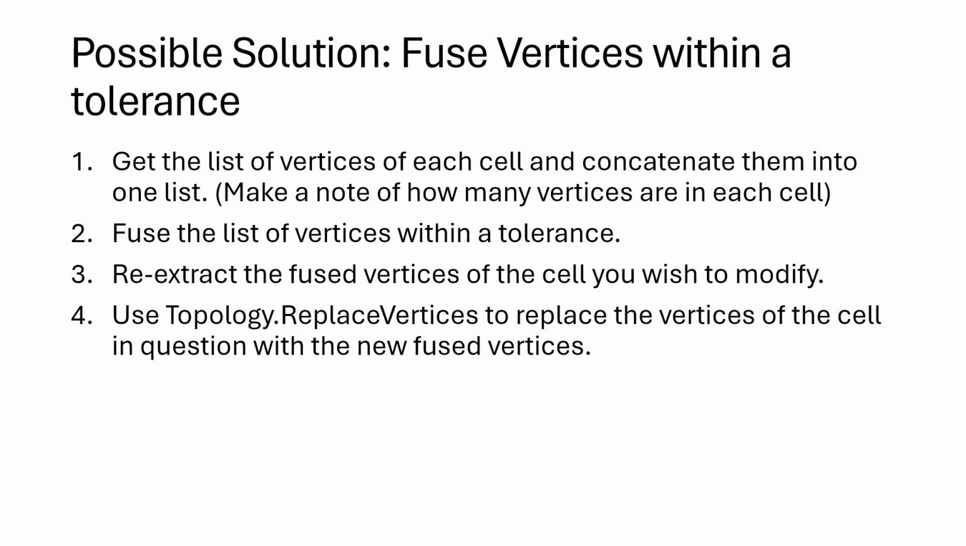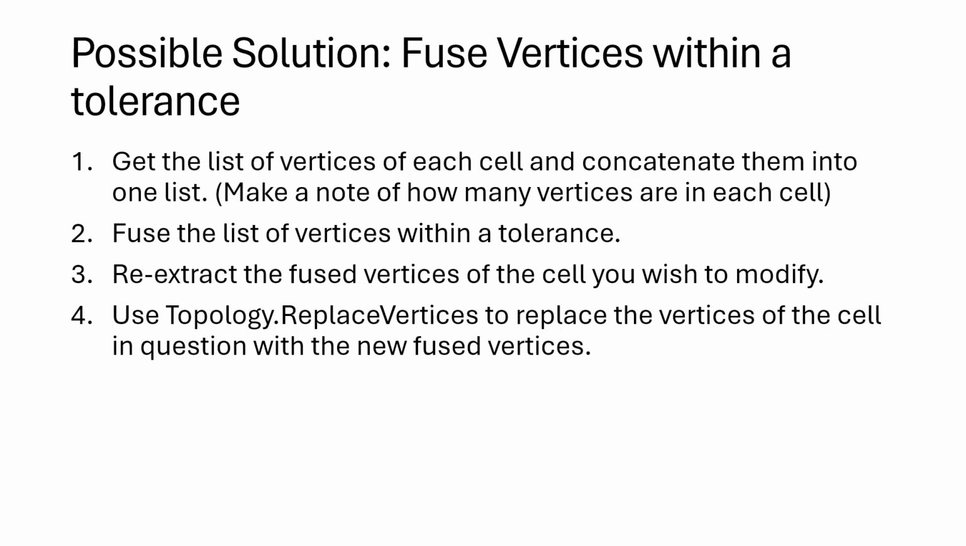After they have been fused, a list is returned to you, and the list that's returned is exactly the same length as the input list, but now the coordinates of the vertices in that list have been fused, so they have exactly the same numbers in them. You re-extract the fused vertices of the cell that you wish to modify. For example, if you want to modify the vertices of the second cube, you would extract from index 8 forward to the end of the list, because that's where those vertices were stored.